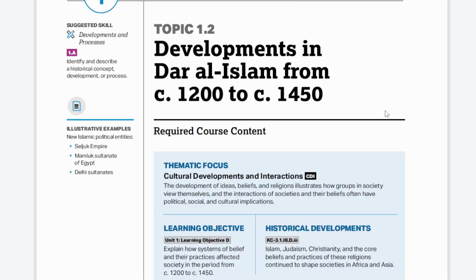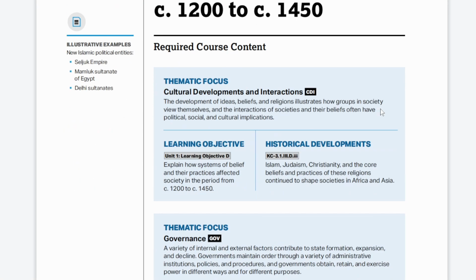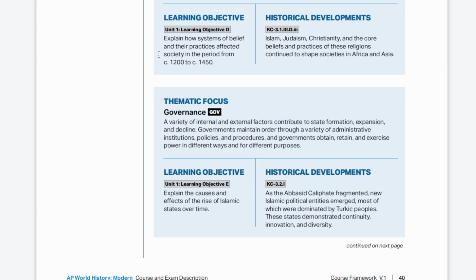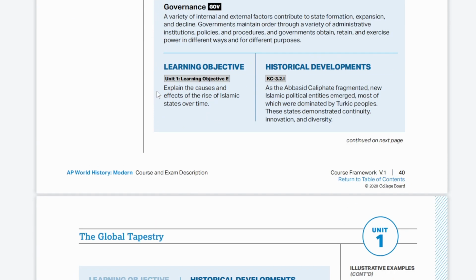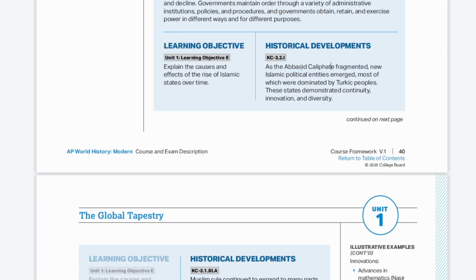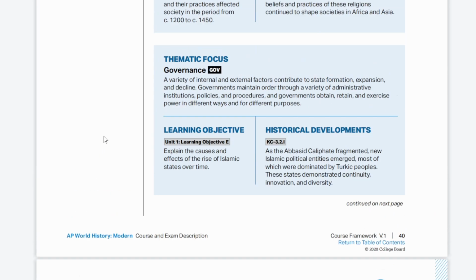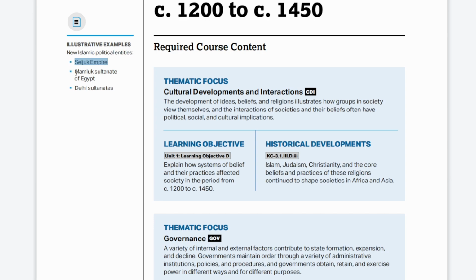Here we are again in topic 1.2 of the unit guides. Last episode we focused on culture, so let's scroll down to governance. The learning objective is explain the causes and effects, the rise of Islamic states over time. As the Abbasid Caliphate fragmented, new Islamic political entities emerged, most of which were dominated by Turkic peoples. These states demonstrated continuity, innovation, and diversity. And the states that we're looking at are the Seljuk Empire, the Mamluk Sultanate of Egypt, and the Delhi Sultanates.